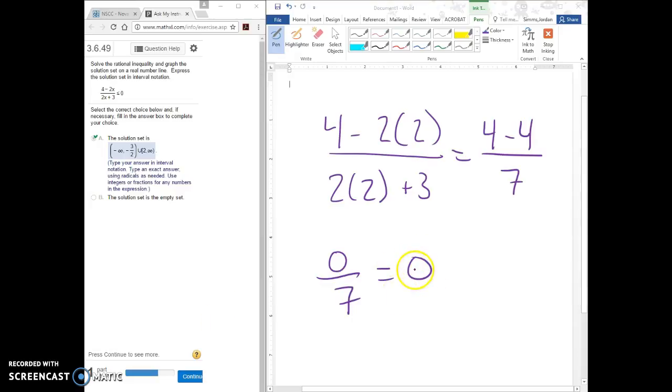Okay, so we get 0 out of that. So you can see that 0 obviously is equal to 0. So we can say that 2 is part of the solution set. So that's why it gets the hard bracket.